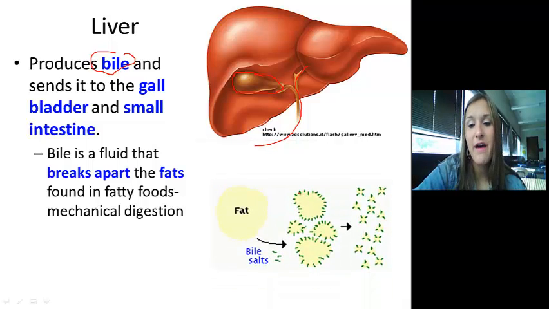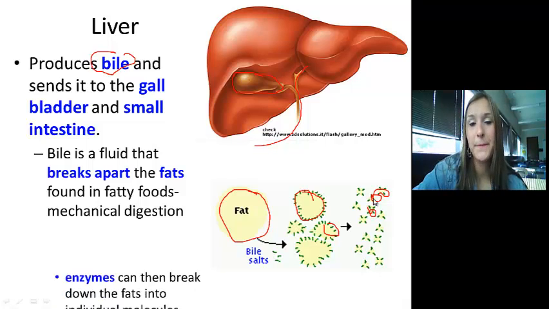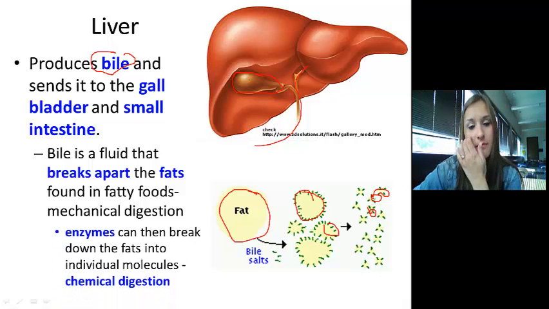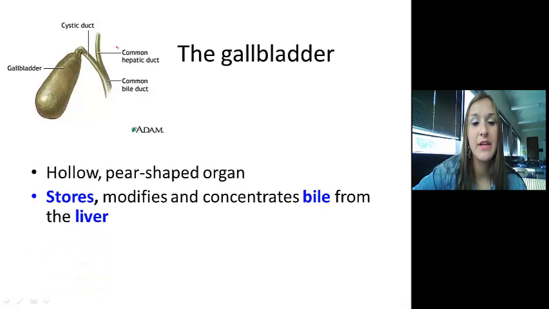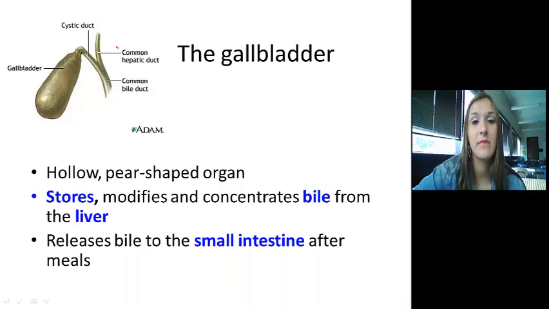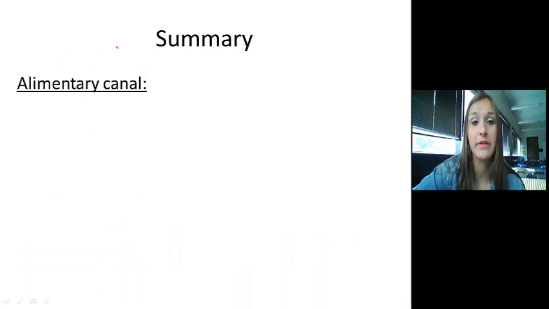Basically, if we have large molecules of fats, it's hard to break down. So what bile does is it surrounds the fats and breaks them down into smaller and smaller pieces. So now these small pieces right here are very easy to break apart. The gallbladder, again, is this pear-shaped organ that was attached to the liver, and it is what is going to be storing bile and releasing it when needed into the small intestine.